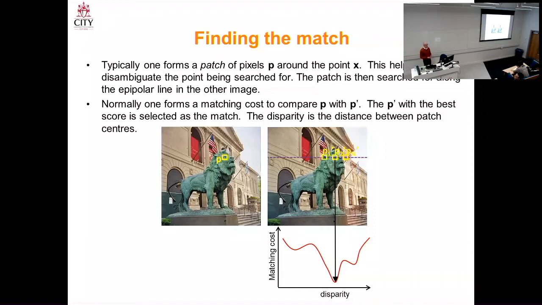Yeah? What makes correspondence dense? What I mean by dense is we're going to do it for every single pixel. So for every single pixel in the left image, I'm going to go find a match in the right.